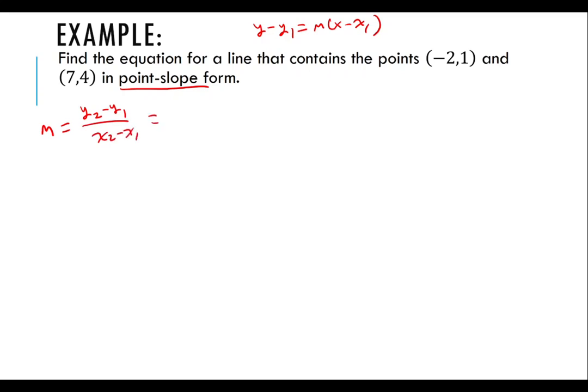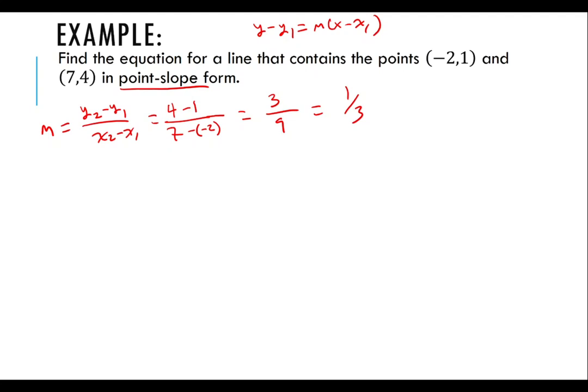So we have 4 minus 1 divided by 7 minus minus 2. 4 minus 1 gives us positive 3. 7 minus minus 2 is really 7 plus 2. 7 plus 2 is 9. And 3/9 is 1/3. Now we need it in point slope form.